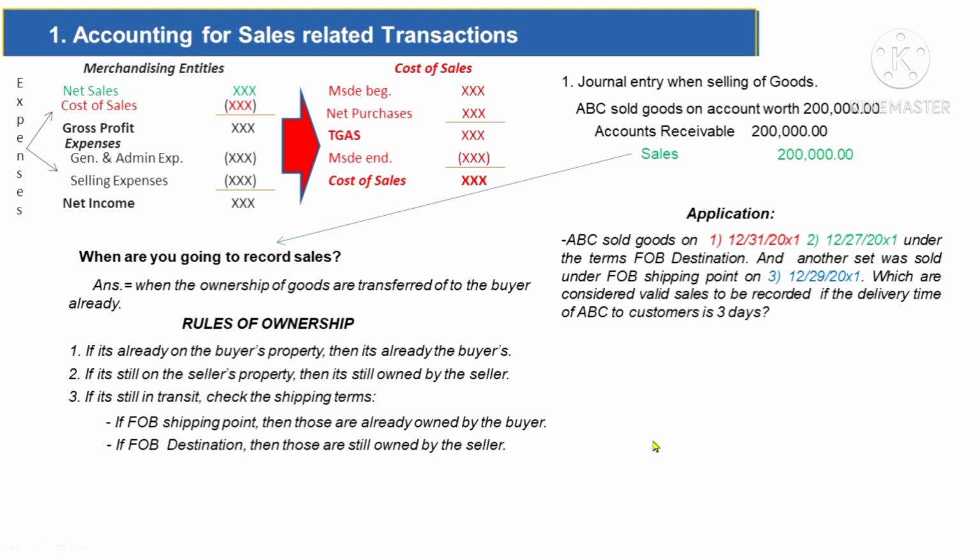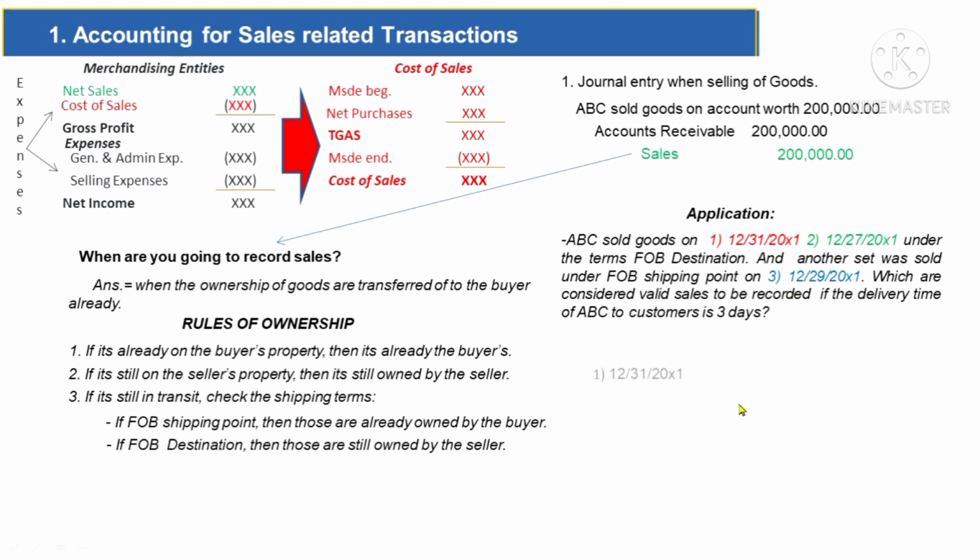ABC sold goods on, first, 12/31/20x1, and the second one is on 12/27/20x1 under the terms FOB Destination, and another set was sold under FOB Shipping Point, which is on 12/29/20x1. So which are considered valid sales to be recorded in 20x1 if the delivery time of ABC to customers is 3 days?